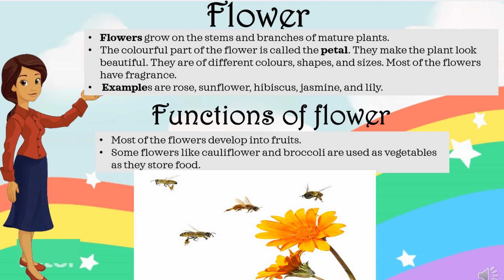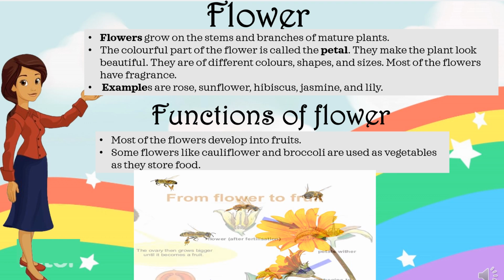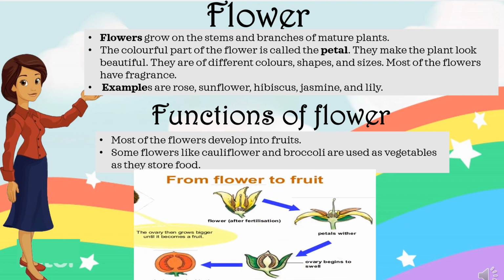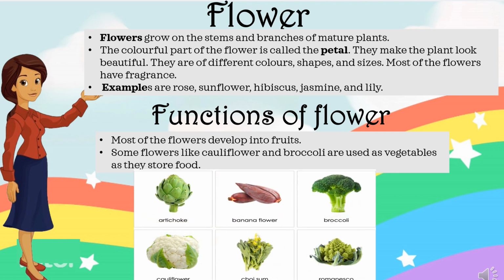Next, let's delve into the functions of the flower. Firstly, flowers serve as nature's mechanism for ensuring plant reproduction. Most flowers develop into fruits, containing seeds within them, which germinate to initiate the growth of a new plant. Some flowers like cauliflower and broccoli are used as vegetables as they store food.